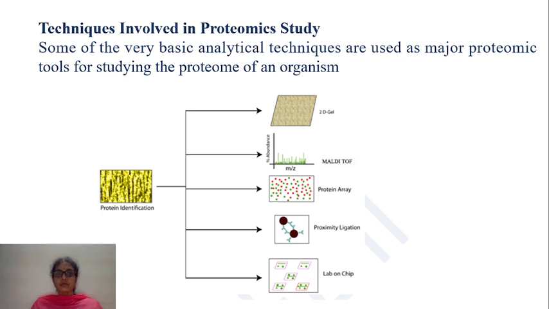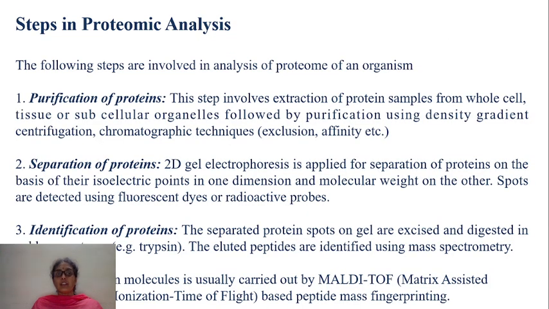of the organism. This is protein identification through different techniques. One is 2D gel, another one is MALDI-TOF, protein array, proximity ligation, and lab on chips, which are also called microarray chips. Steps in proteomic analysis: the following steps are involved in analysis of the proteome of an organism. First is purification of the protein. After purification, separation of the single protein. After separation, identification of the protein. After identifying the particular protein, next is analysis of the protein molecule.